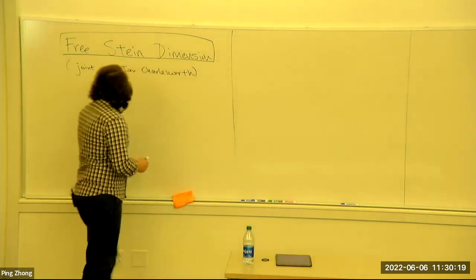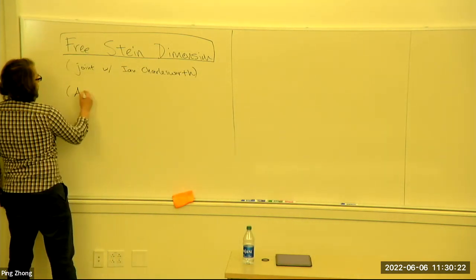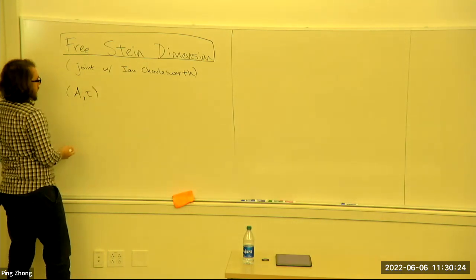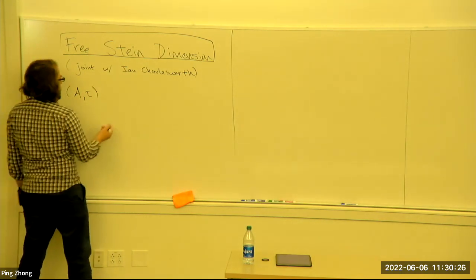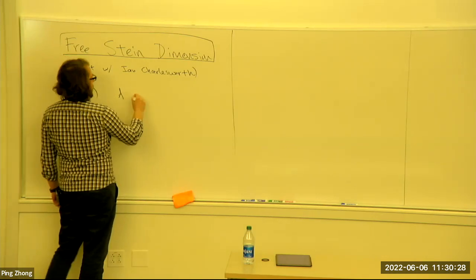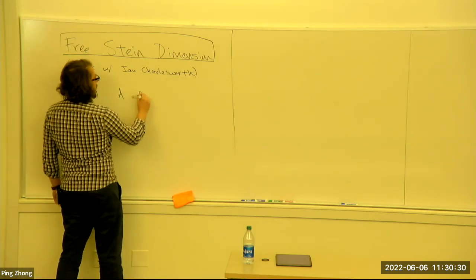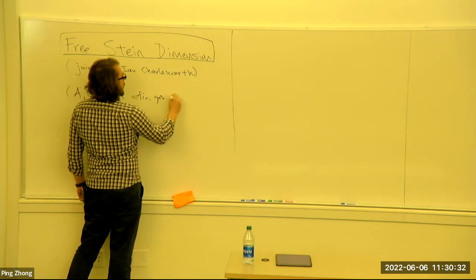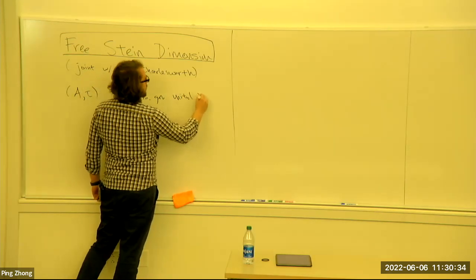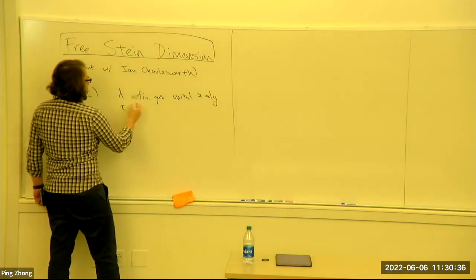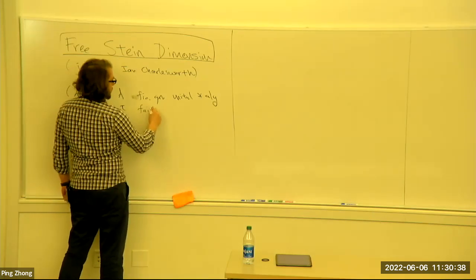So throughout this talk, I'm always going to have some star algebra A equipped with a faithful tracial state tau. So A will be, in fact, a finitely generated unital star algebra, and tau is going to be a faithful tracial state.